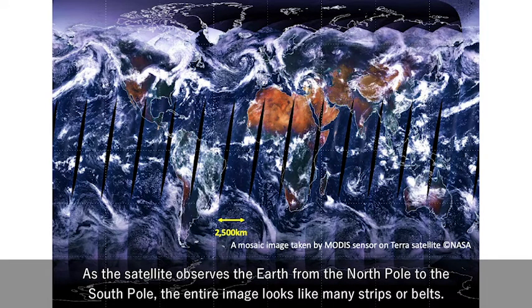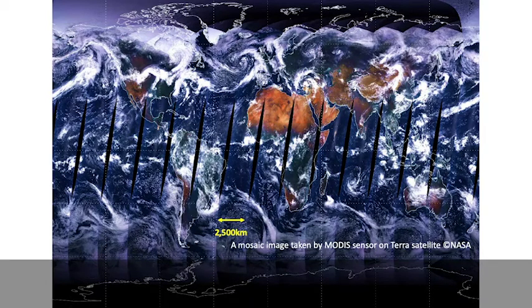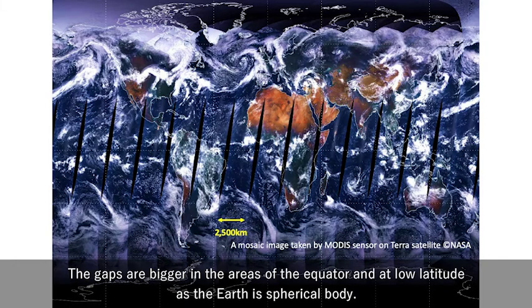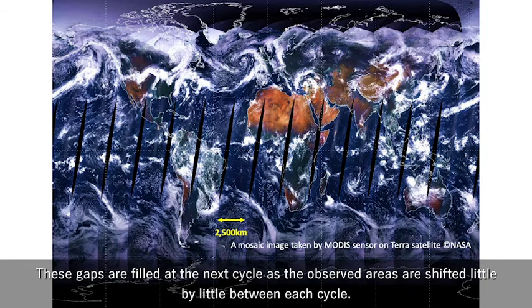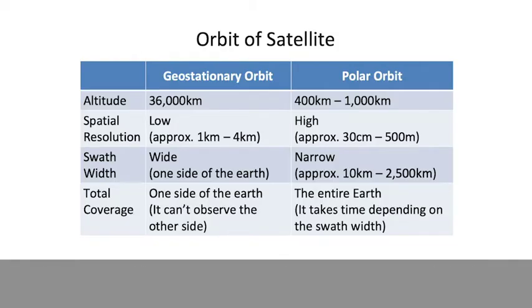As the satellite observes the Earth from the North Pole to the South Pole, the entire image looks like many strips or belts. You can see the gaps between each belt. The gaps are bigger in the area of the equator and at low latitude, as the Earth is a spherical body. These gaps are filled at the next cycle as observed areas are shifted little by little between each cycle.